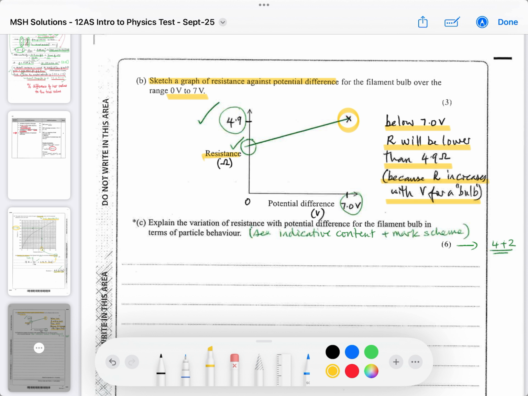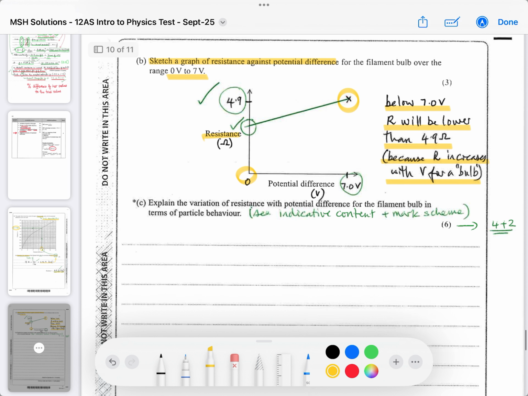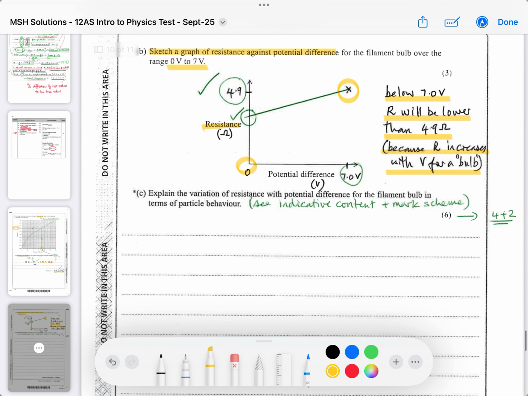So you need to go to the intercept, and it's not going into the origin because the resistance of the wire isn't 0, even if there's no voltage in it. It still has a resistance. It's not a superconductor, okay? So that's a good point to clarify.